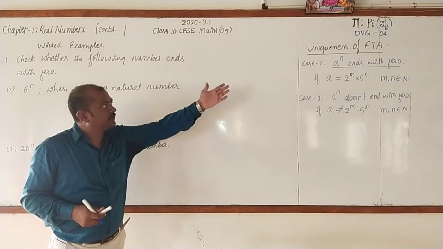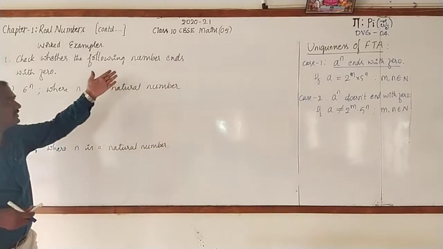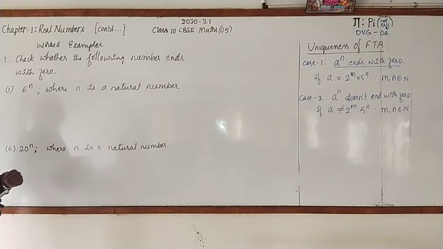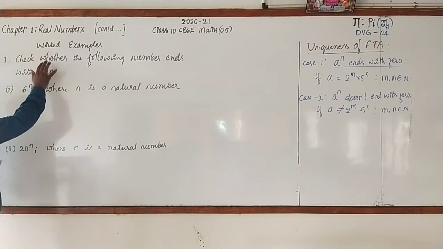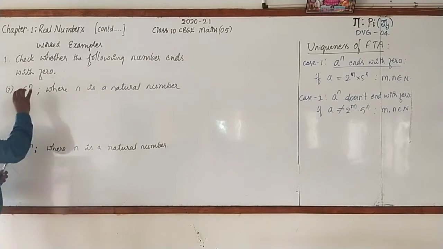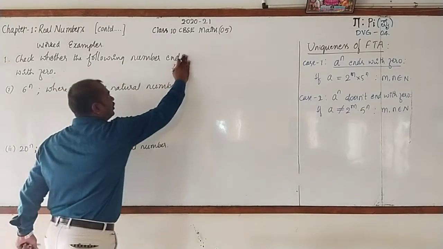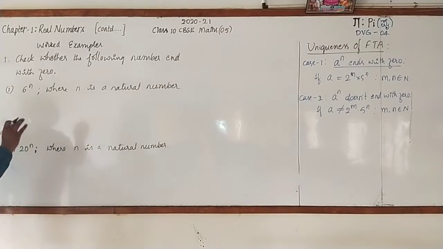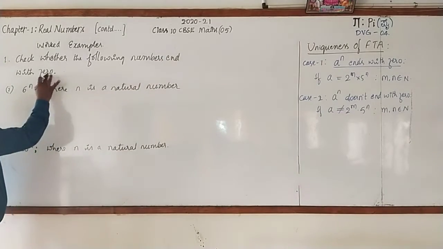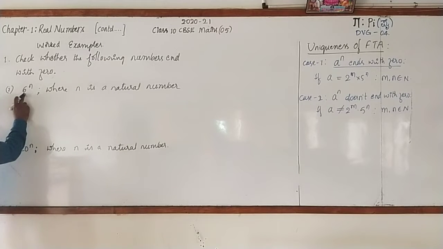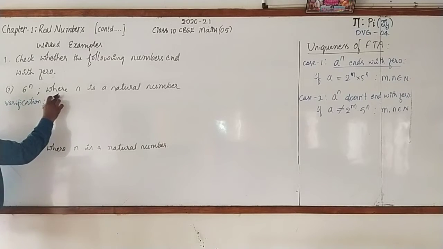Observe the uniqueness of FTA. Based on that, here I have taken 2 problems. Afterwards, I will take 1 more problem. Here, worked example, the very first one. Check whether the following numbers end with 0. The first one is 6 raised to the power n, where n is a natural number.